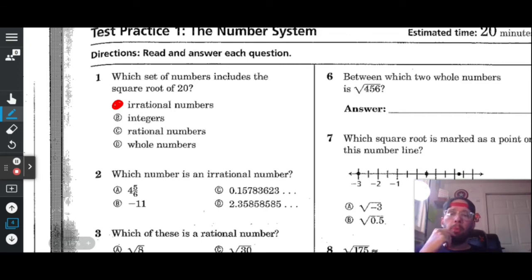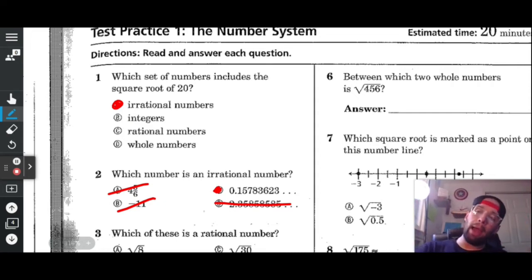Speaking of irrational numbers, problem 2, which number is an irrational number? Remember, an irrational number has no pattern. It's a decimal that goes on forever. So it can't be A because A is a fraction. It can't be B because B is an integer. Now that leaves me between C and D. Both of these go on forever, but one of these doesn't have a pattern. 0.1578363, I don't see a pattern there. 0.35858585, there's a pattern and it's 85. So since it has a pattern, that means it's rational. And since C doesn't have a pattern, it's irrational. Remember, rational means it can be written as a fraction, and if it's a decimal, it has a pattern.